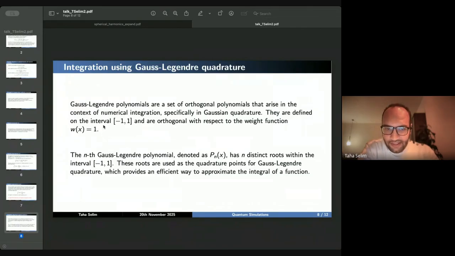Of course, these are defined in the interval from -1 to 1 because they are also based on cosine and sine, so they are emulating these. They are polynomials, but they are defined from -1 to 1, so they could be used to probe sinusoidal functions. And of course, the nth Legendre polynomial, denoted as P_n(x), has n distinct roots within the interval. The roots of this polynomial serve as quadrature points for Gauss-Legendre quadrature, and this provides an efficient way to approximate the integration.